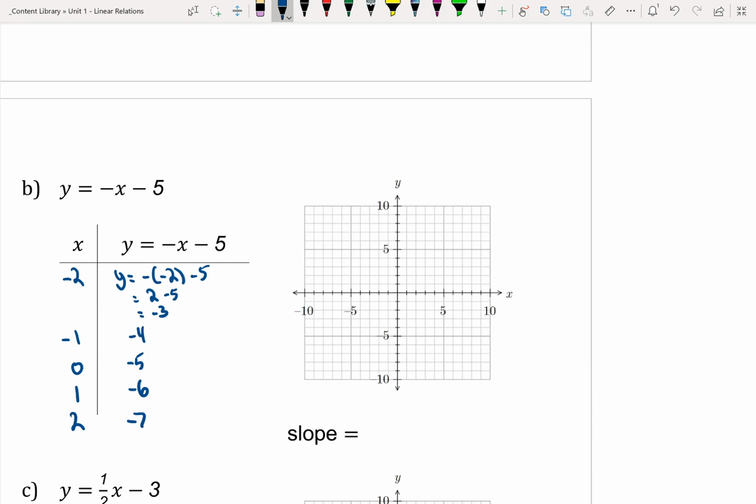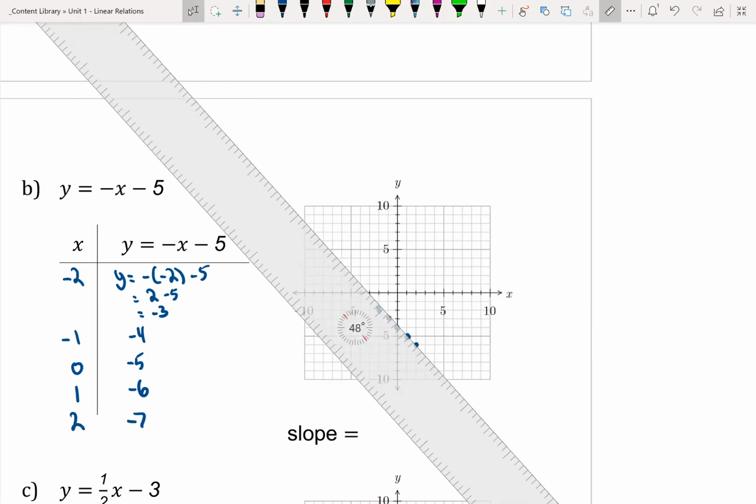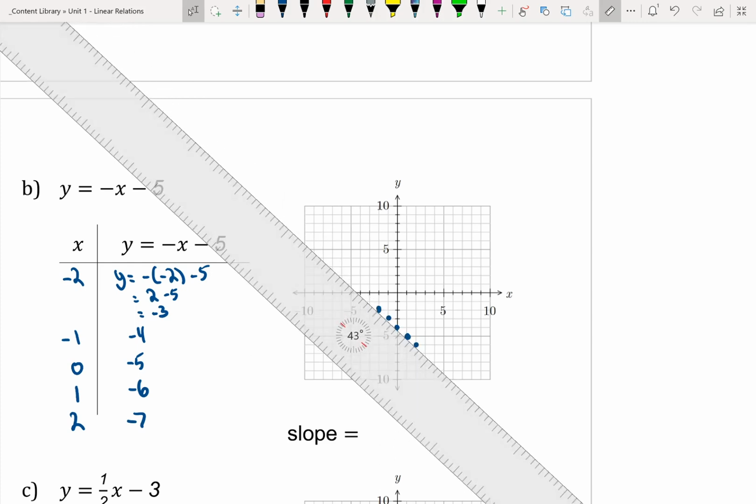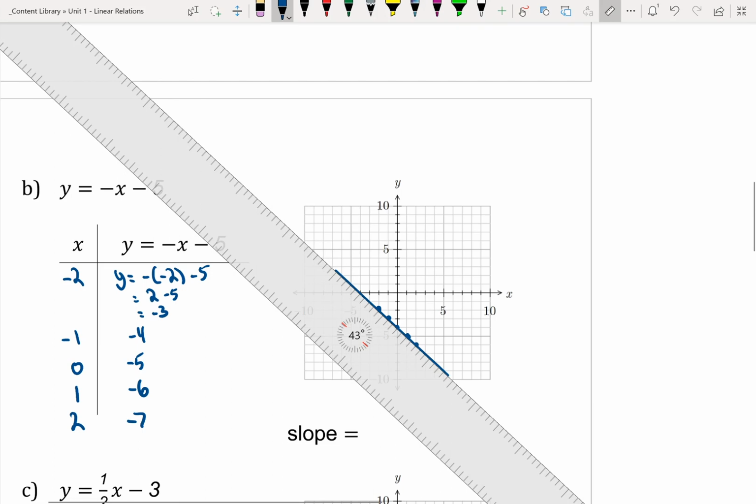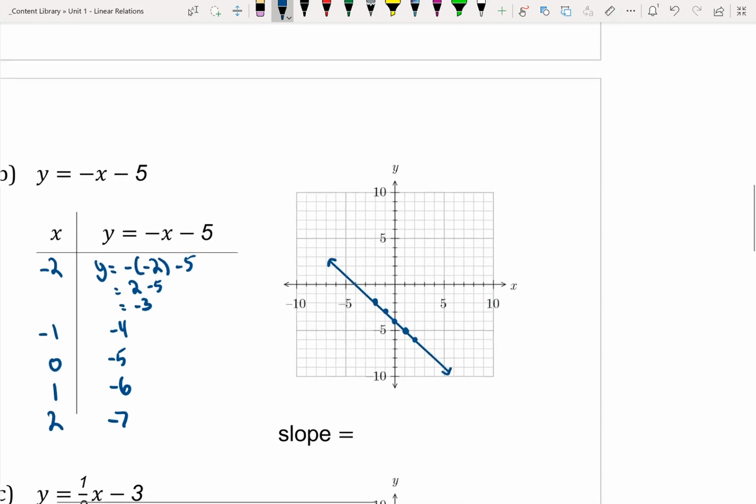So at -2, I'm at -3, -4, -5, -6, -7. With those points now, I'm going to connect them with a straight line as best as I can. And now I have my equation, or my line drawn.